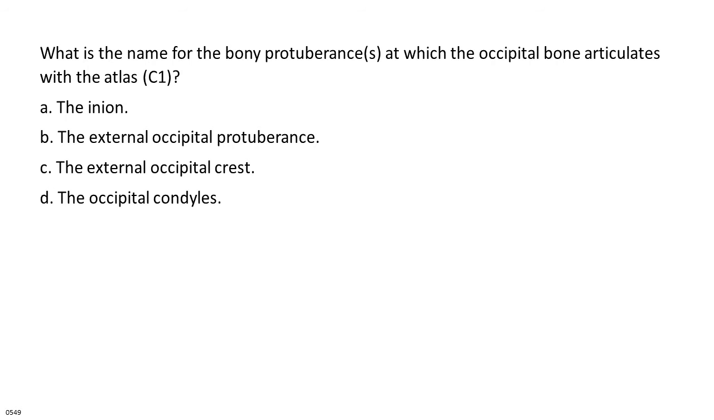What is the name for the bony protuberances at which the occipital bone articulates with the atlas, C1? A. The inion. B. The external occipital protuberance. C. The external occipital crest. D. The occipital condyles.